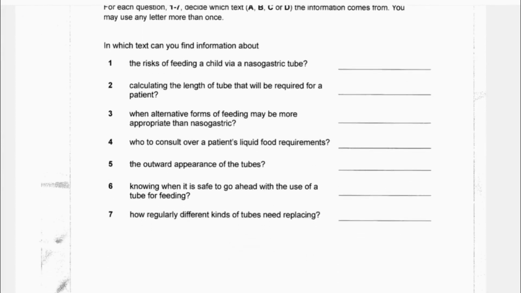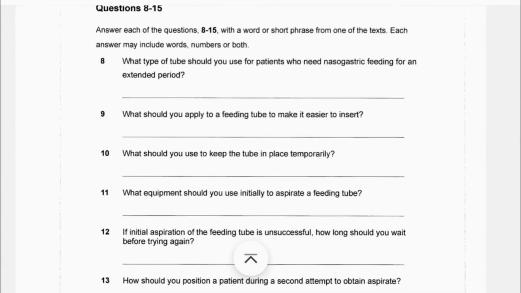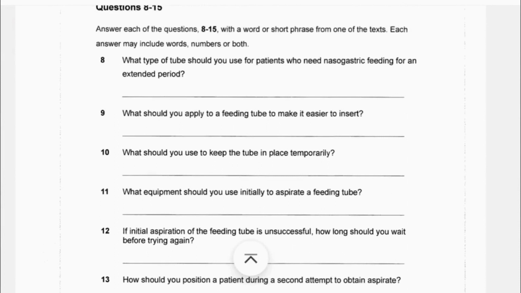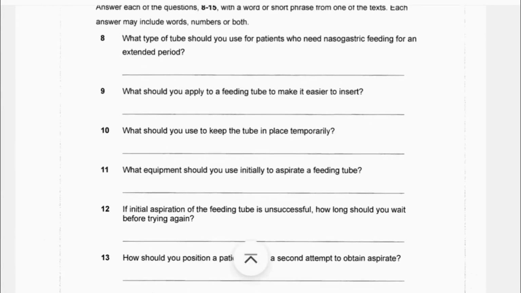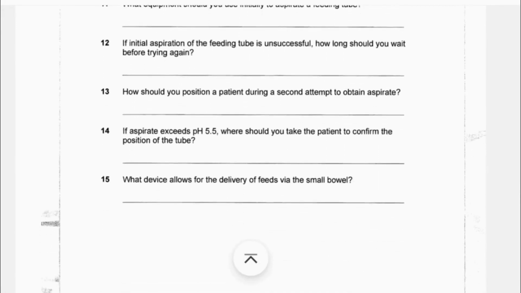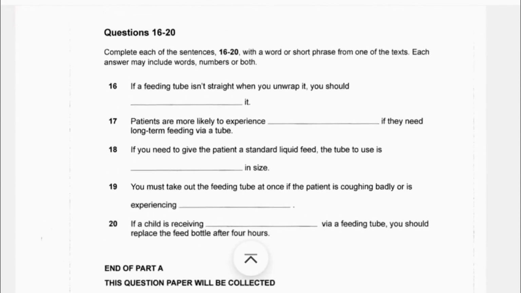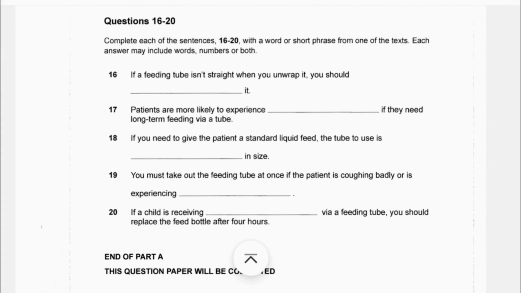In the first 7 questions, you have to write in which text you can find the information asked in the question. In questions 8 to 15, you have to answer with a word or a short phrase from one of the texts. Each answer may include words, numbers or both. Then in questions 16 to 20, you again answer with a word or a short phrase from one of the texts. It is the easiest part of the whole reading test, and I think the whole OET exam.